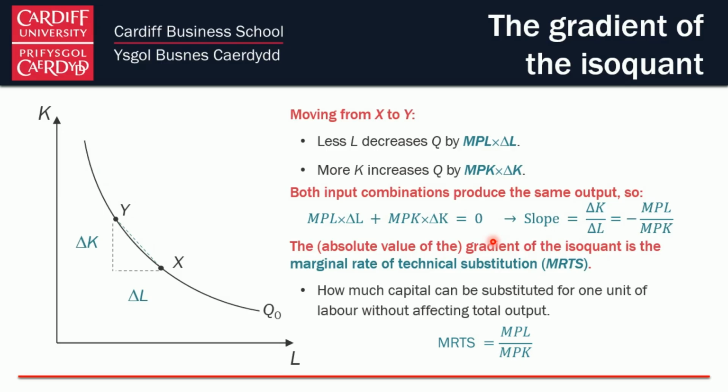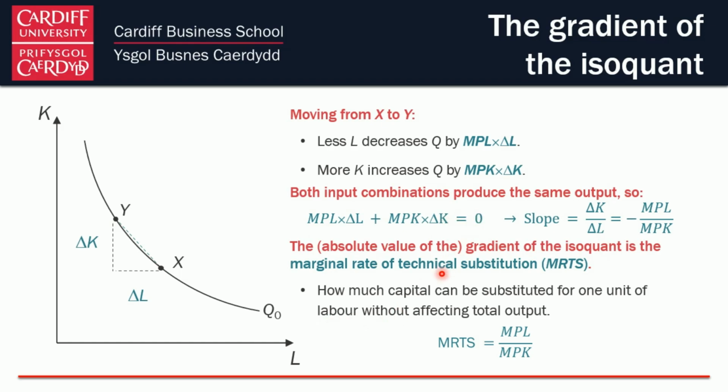So therefore, MPL times delta L, the loss in quantity because of the loss of labor. Notice this delta L is negative in here, so you don't need to put a minus there because delta is just negative. Plus MPK times delta K. This is the change because of the capital. So this total change has to be equal to zero. All right, so I have that equation.